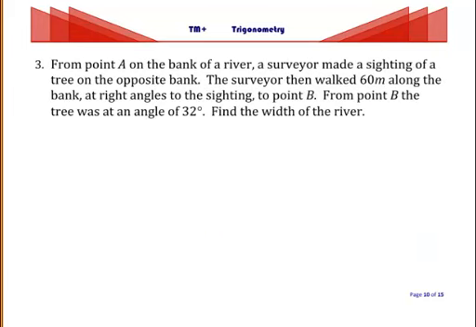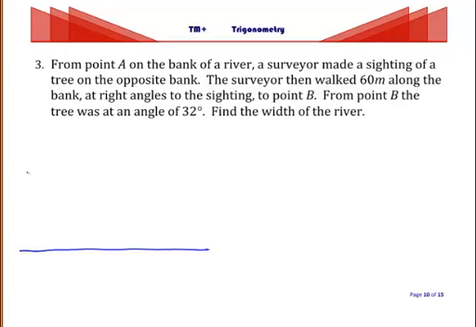Next, from point A on the bank of a river, a surveyor made a sighting of a tree on the opposite bank. The surveyor then walked 60 metres along the bank at right angles to the sighting to point B. From point B, the tree was at an angle of 32 degrees. Find the width of the river.